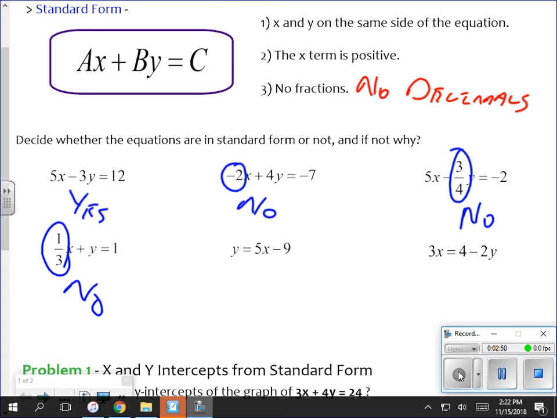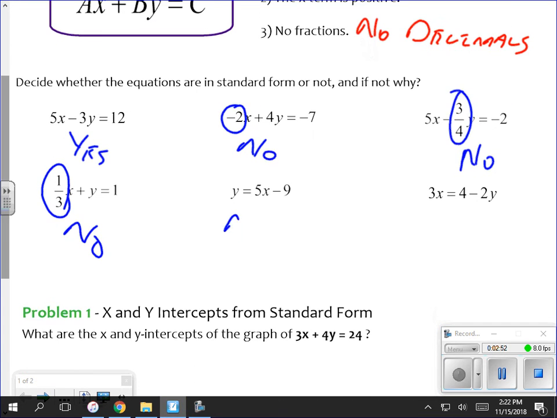What about the next one? This one's also a no. And that's because it's not x plus y equals. What form of the equation is this? It's slope-intercept. And the last one here? No. It has to be x, y equals number. X's are positive, and no fractions or decimals.